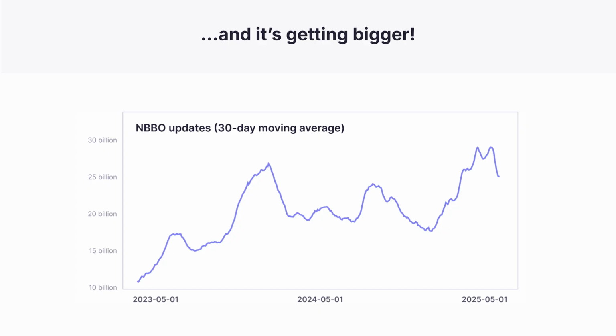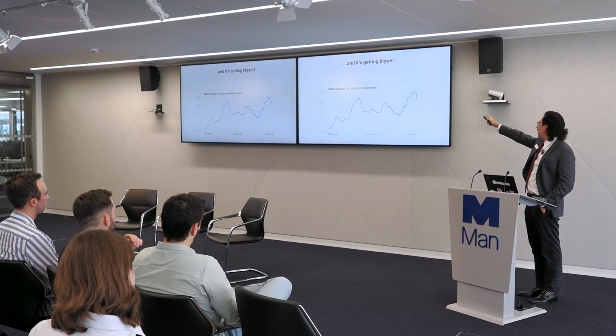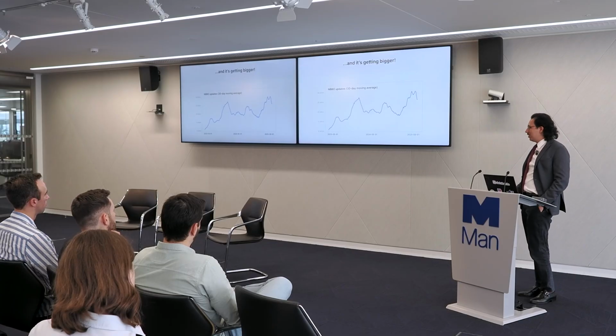So this is our number of NBBO updates that we have per day since we started capturing OPRA back in 23. And you see that there's worse days, there's better days, there's bigger days, smaller days. But the one thing that we can see is that the trend is getting larger, and each large peak tends to be higher than the ones before it. So this last one was right around Liberation Day.